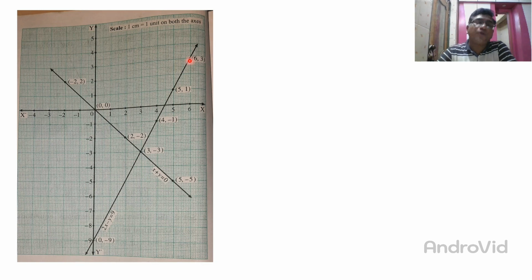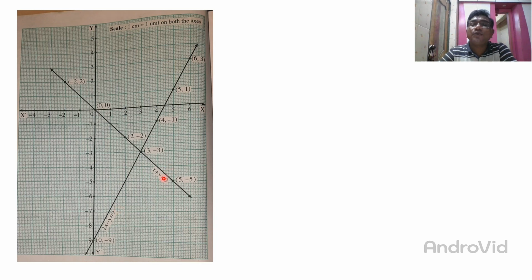So all the 4 points are plotted. All 4 points are plotted with the help of the scale. We can draw the line and all the points are coming on that line. So that line is named 2x minus y is equal to 9.